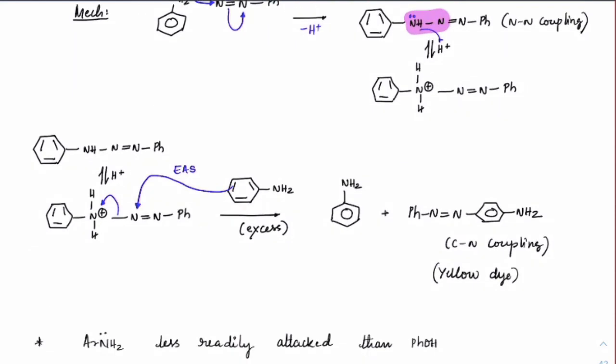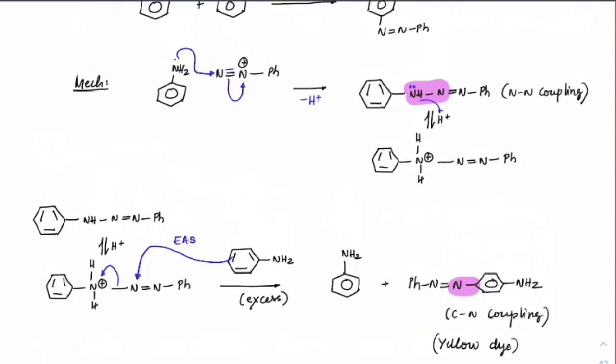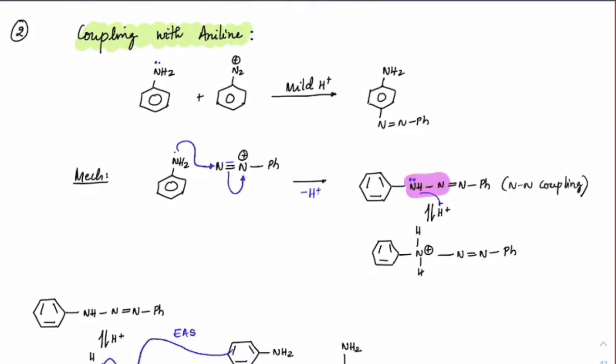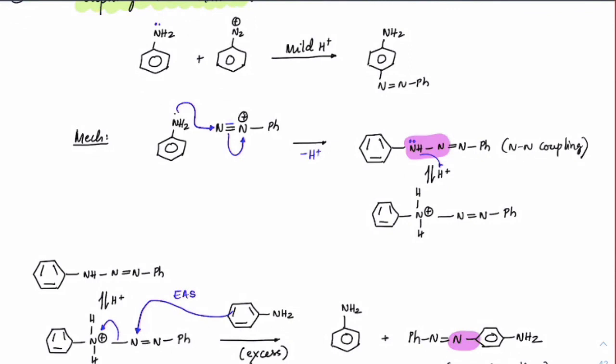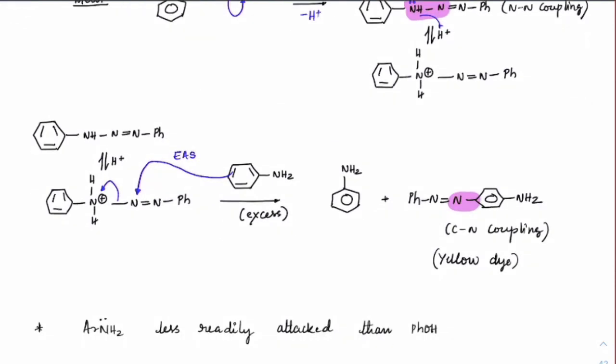Now if you observe, the coupling which has happened is between carbon and nitrogen. So now this is a C-N coupling. In the coupling reaction with aniline, these are the two things we need to take care of: first there is an N-N coupling and then there is a C-N coupling which is happening. And once you get that C-N coupled product, that is the yellow dye, which is the final product which you have.